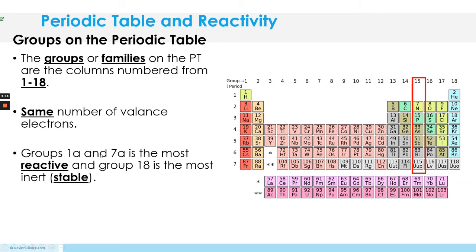Groups 1A and 7A are the most reactive. So this one right here, my alkali metals, which are the ones that I showed you the video of them kind of exploding a bathtub and exploding a little tank. And then over here, 7A or 17, they are the most reactive. Group 8A or 18 are not reactive at all. They are called inert or stable. So these are the noble gases right here.